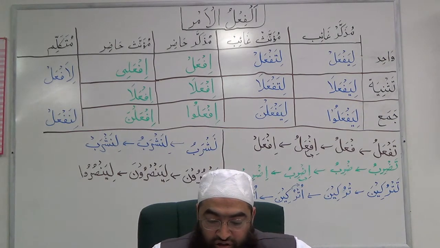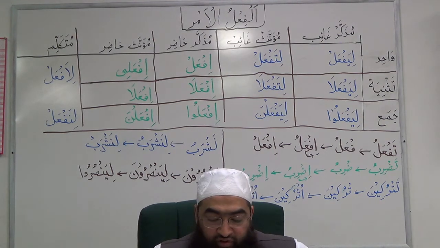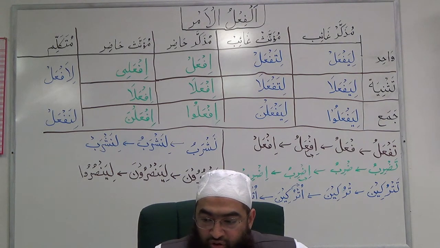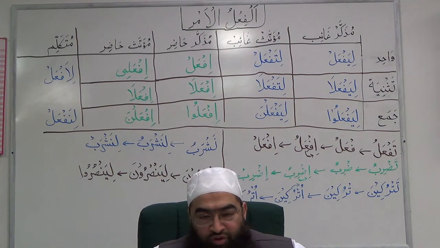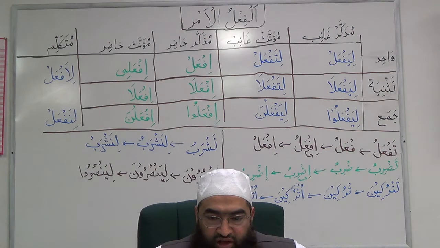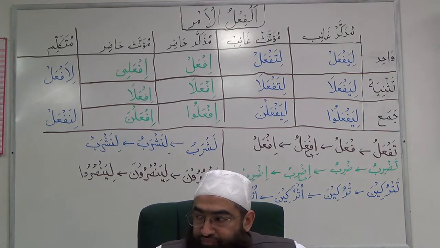We have started talking about the third type of verb. First we talked about the past tense. Then we talked about the present future tense, and now we're talking about the last one, which is the command or the prohibition. The next week's lesson will be on the prohibition. So today we're talking about the command tense.